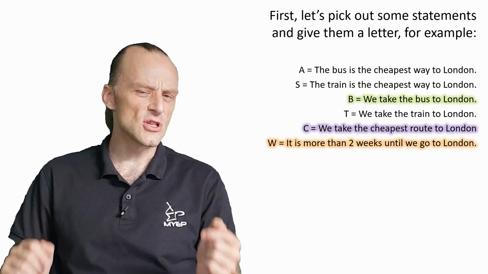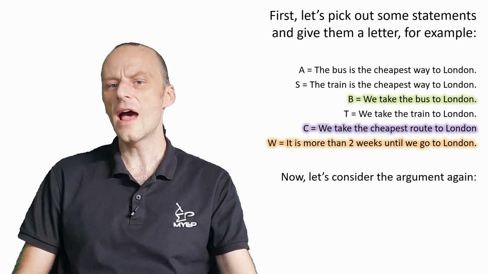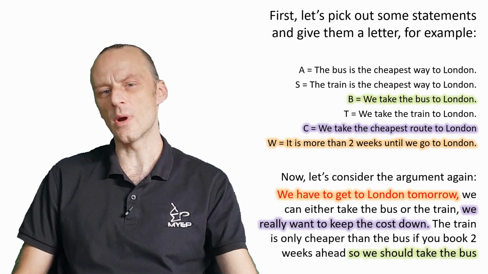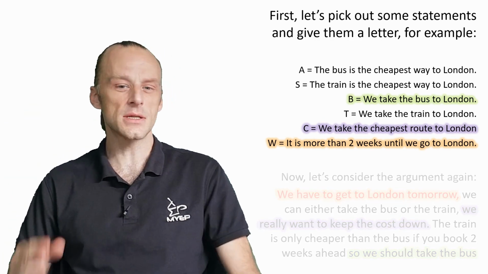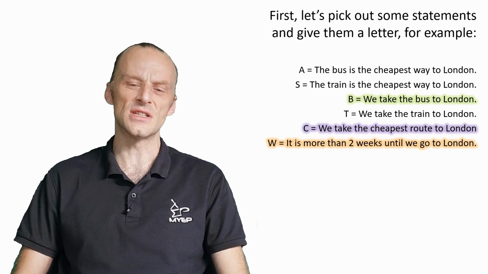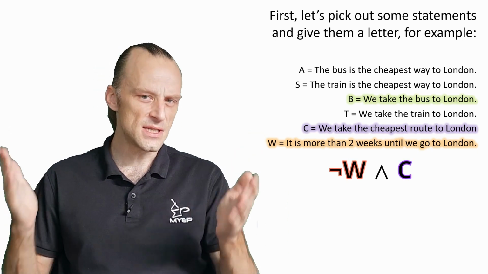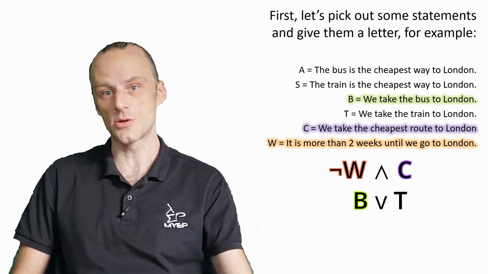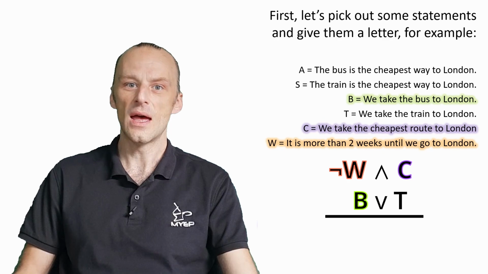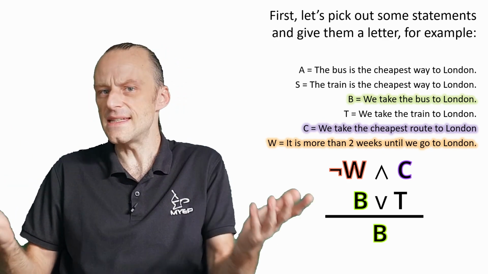When I looked at the argument, 2 things stood out to me as really essential: that we must go tomorrow and that we will take the cheapest way to go. Tomorrow is less than 2 weeks away, so I started off with a conjunction of these statements as a premise, not W and C. I also used the disjunction B or T because we'll either take the bus or the train. We cannot take both. Our conclusion clearly is that we should take the bus, so this is a sequent.